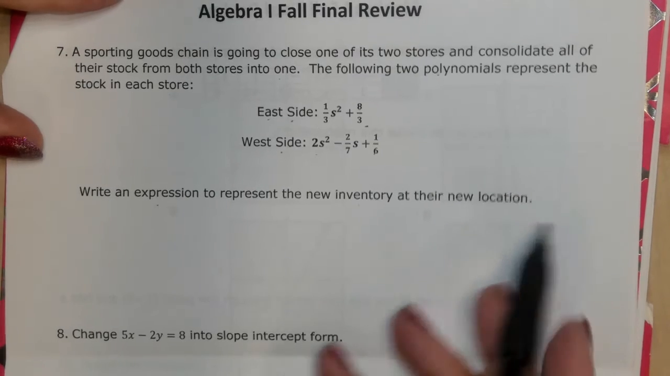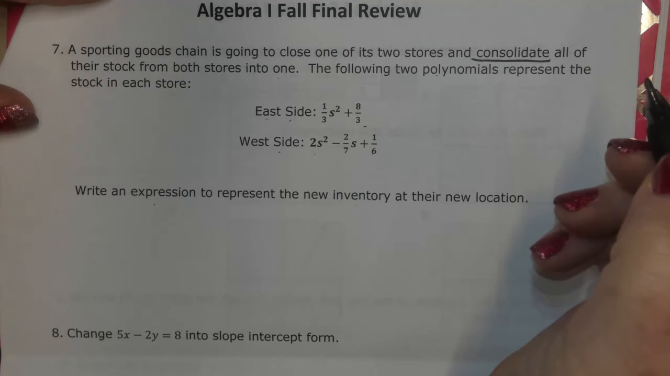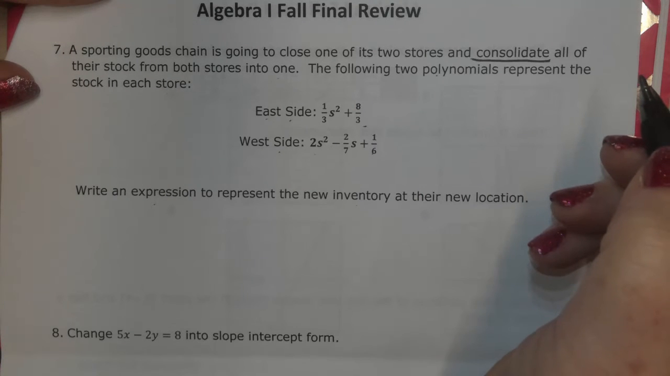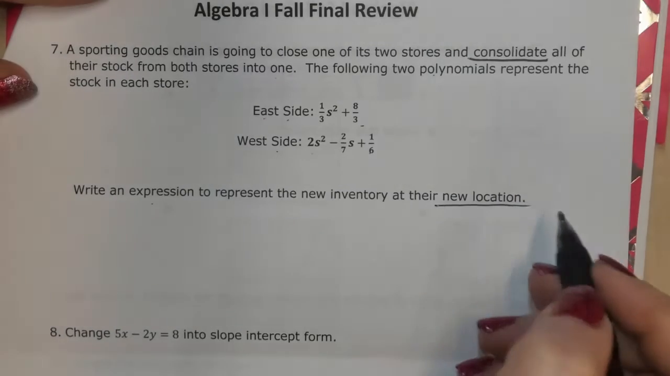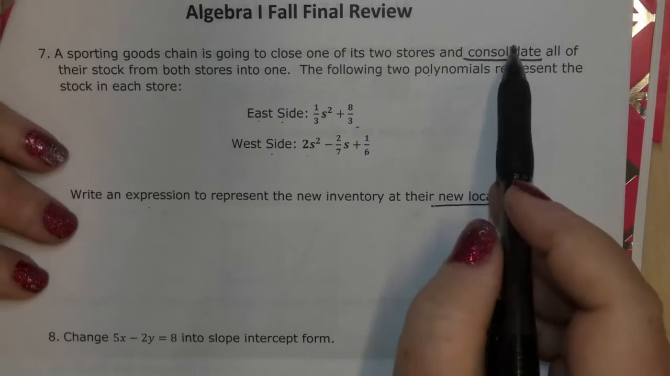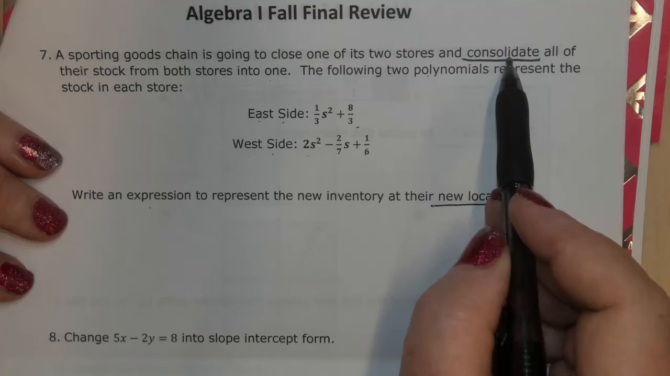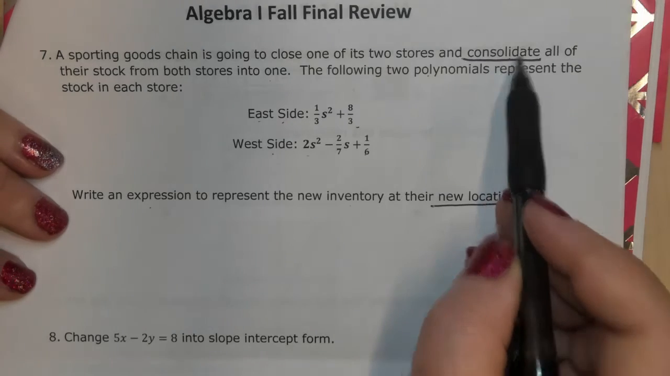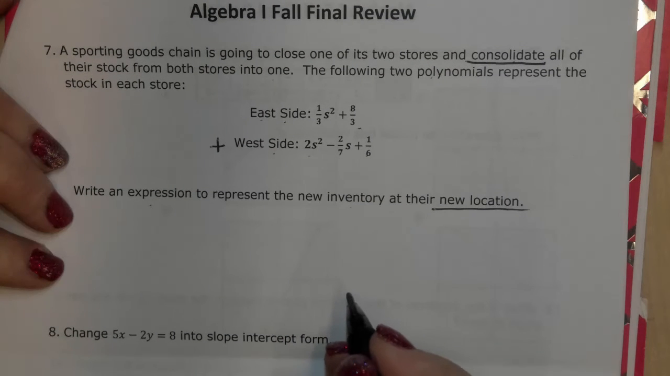So they are closing a store, and to consolidate means to put together. So they're going to take everything from the 2 stores and put it in one of their locations or a new location. That's not really important for the math of this, but consolidate, you do need to know what that means, because you need to know, are you going to add or subtract? So if I'm closing a store and I'm taking all my stuff and putting it in one store, consolidating it, I am going to add. So this is an addition problem.